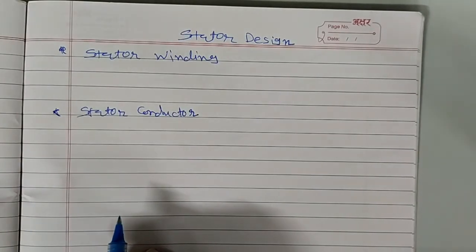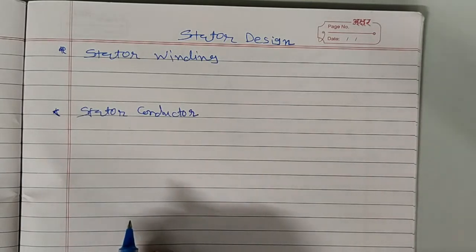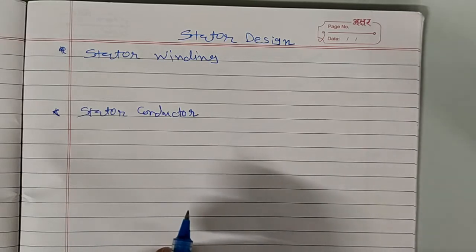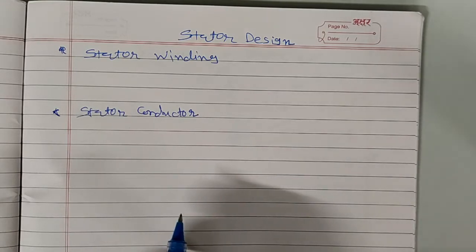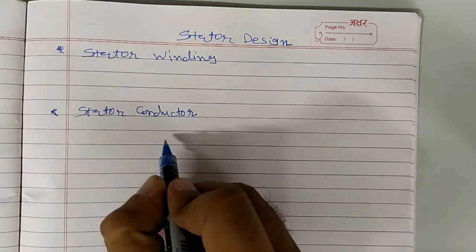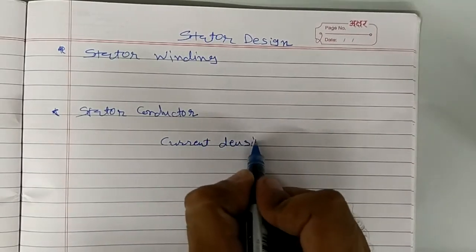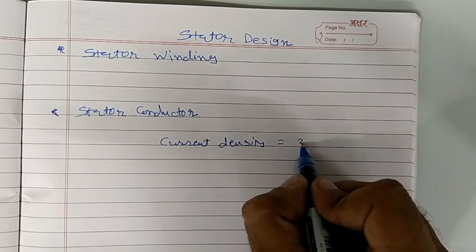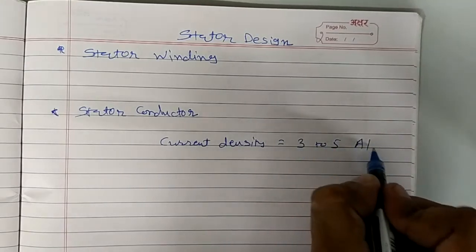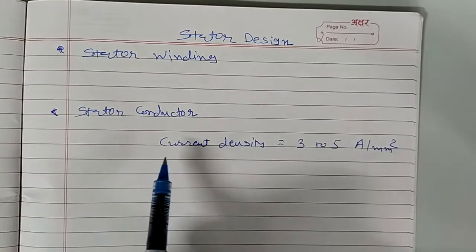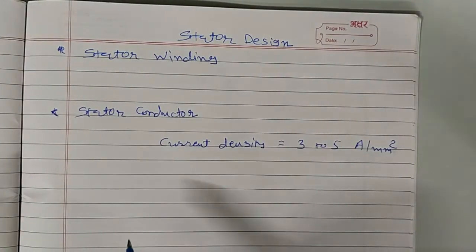Now the stator conductor. Over here we are talking about what value of current they are going to carry, what will be the value of current density, and what will be the shape and size of this conductor. Generally the current density of a conductor is kept between 3 to 5 ampere per mm square. So you have to note this down: current density of your stator conductor, the range given is 3 to 5 ampere per mm square. Generally we will keep this value for the current density.